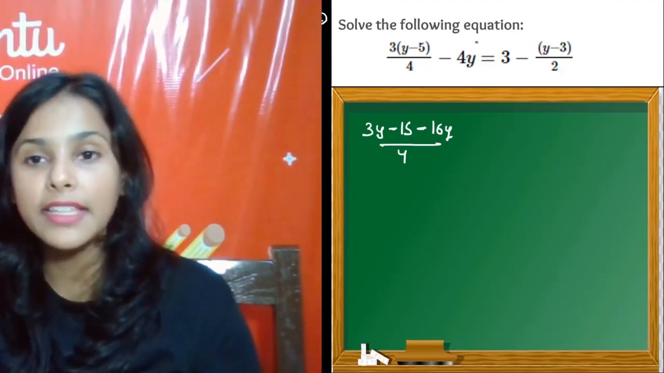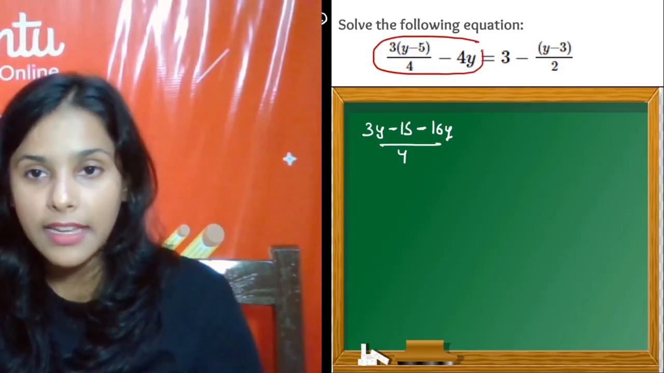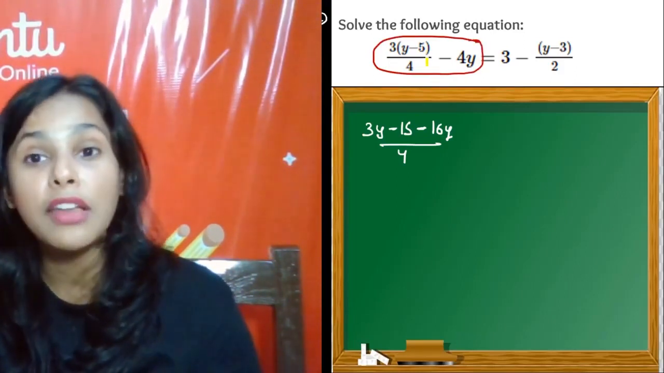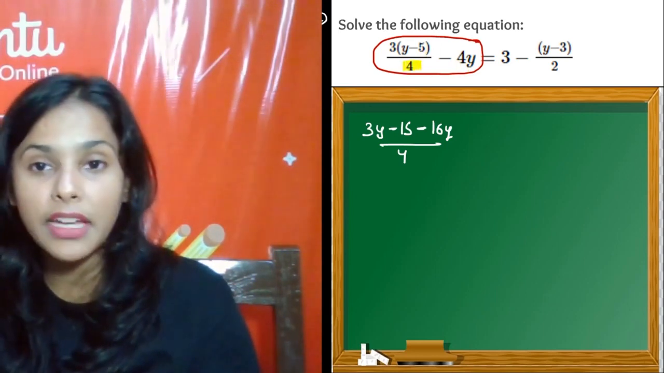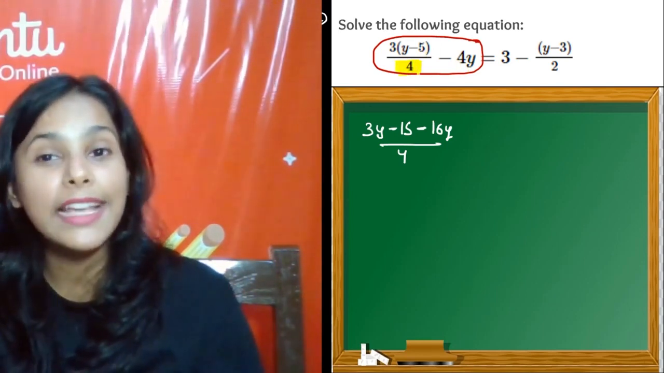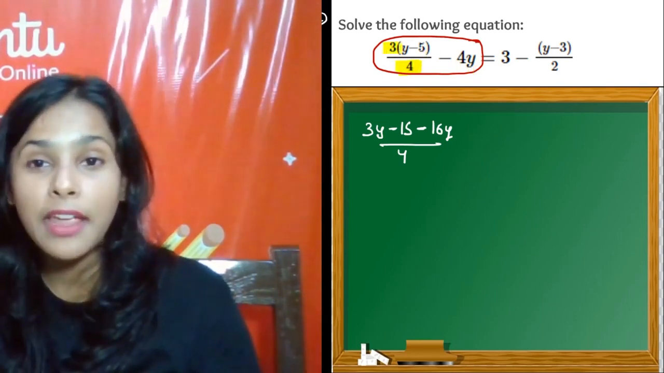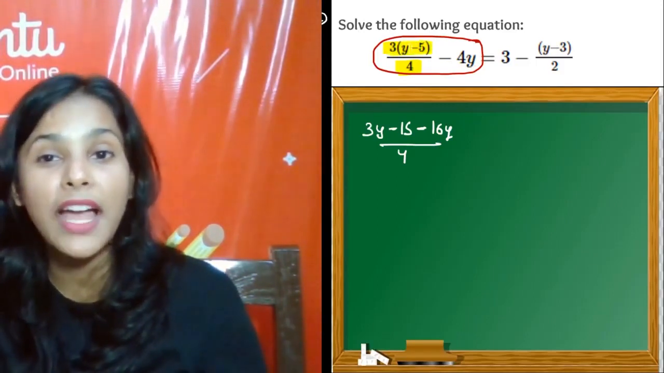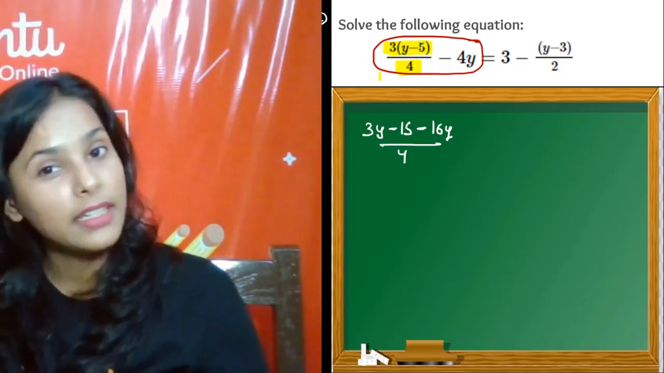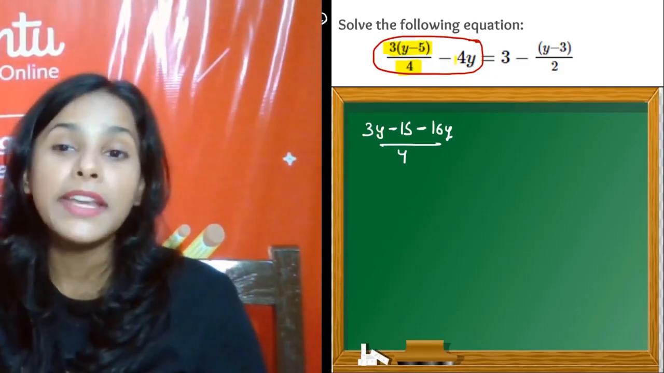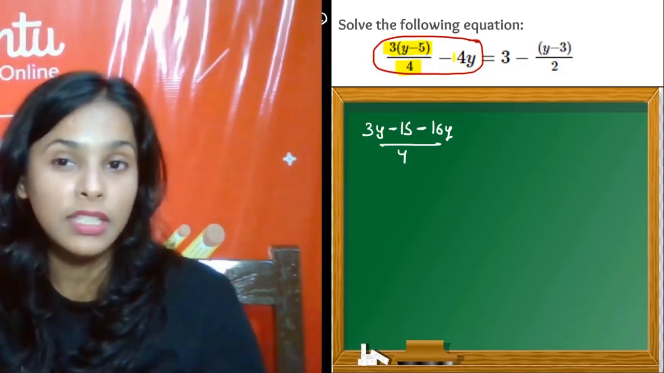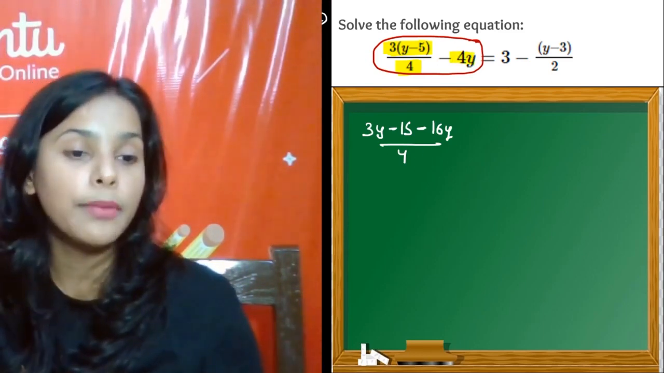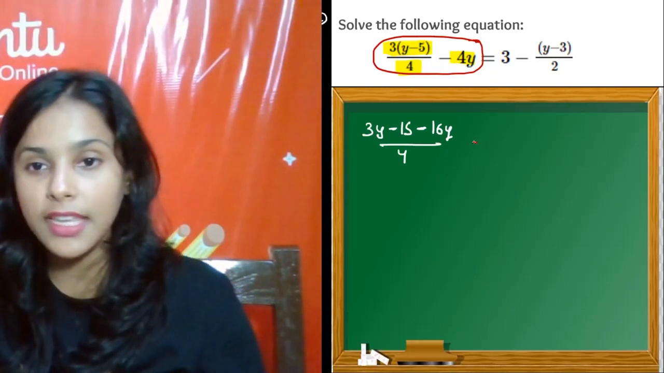Again see here, guys, can you see the LHS? Yes, everybody can see this. We are just simply solving this question by taking LCM. Here we have 4. So taking the LCM 4 and opening the bracket of 3y minus 5, it became 3y minus 15. Done. And here minus 4 into 4y is equal to minus 16y. LHS solved. Okay, now come to RHS.